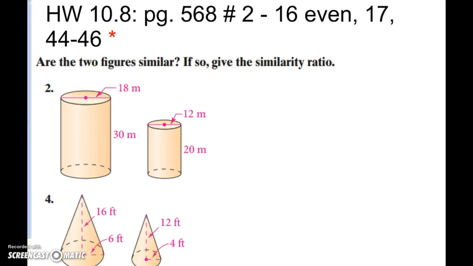The rest of it is an assignment on the back side of your worksheet. You are to work that after you do the IXL assignment. Do 2 through 16 even, number 17, and 44 through 46. You may need to add that to the paper that you have.